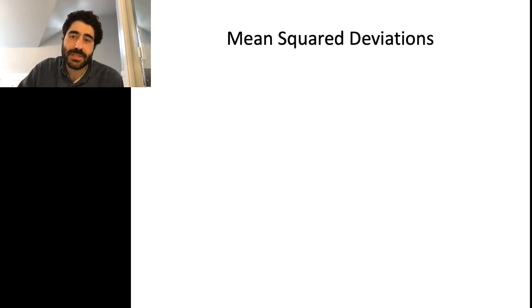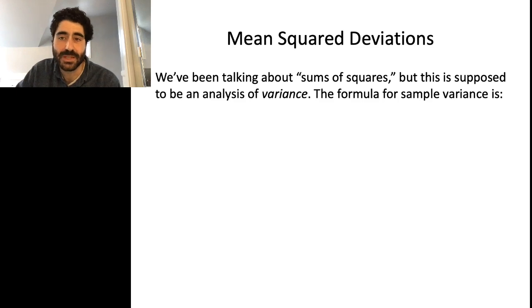All right, so what are we going to do with these sums of squares? Today's lecture is talking about analysis of variance, right? That is what ANOVA stands for. And so to actually do this test, we're going to have to put these sums of squares into something that looks more like a variance.